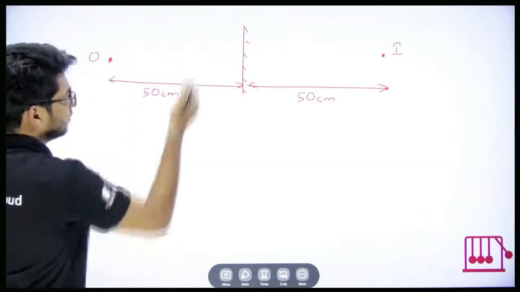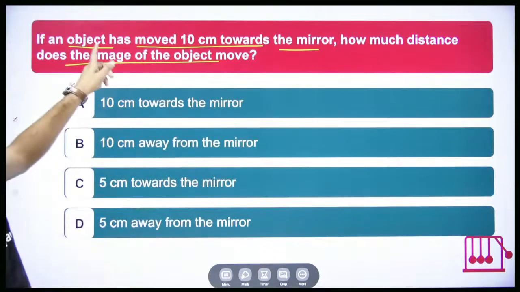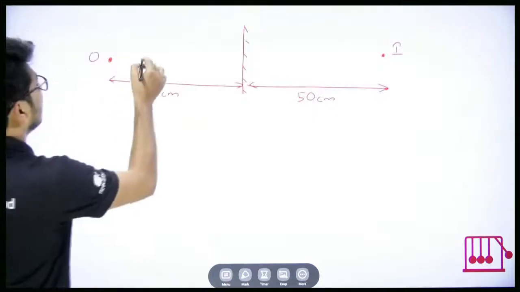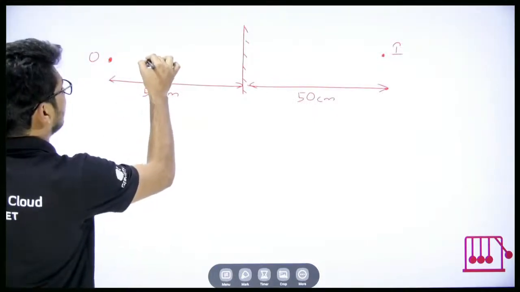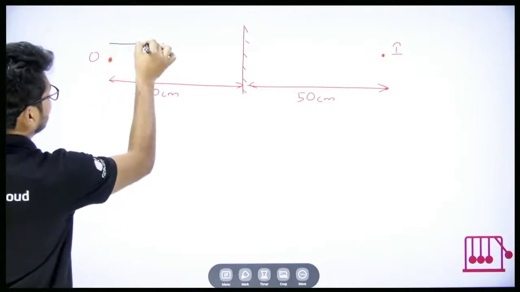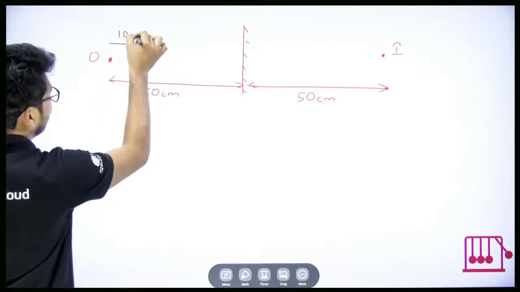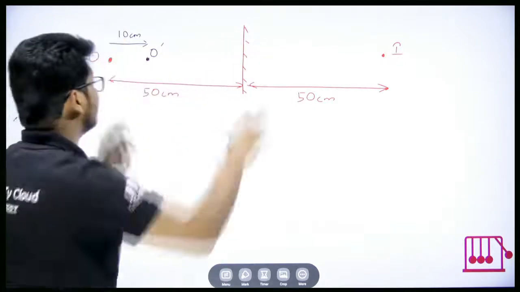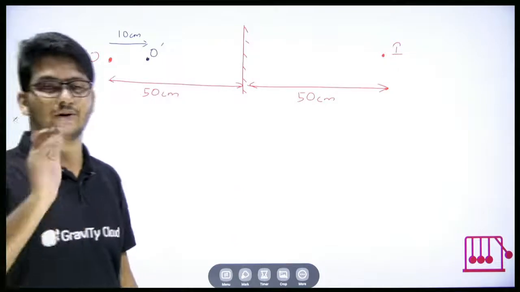Now, the object has moved. Look, read the question. The object has moved 10 centimeters towards the mirror. So now let's say this is the new position of object. I'll call it as O dash. So the object has moved how much distance? 10 centimeters. Look at the arrow. It is towards the mirror. Yes? Okay.